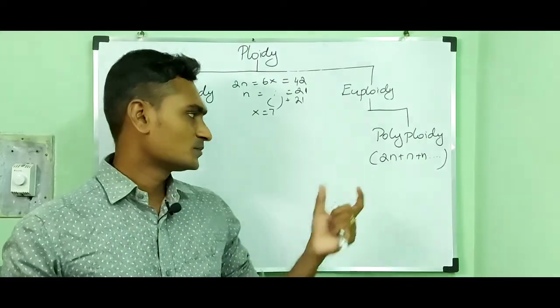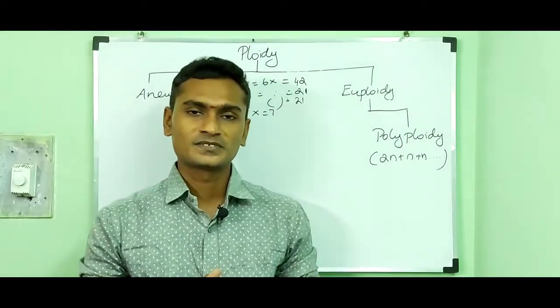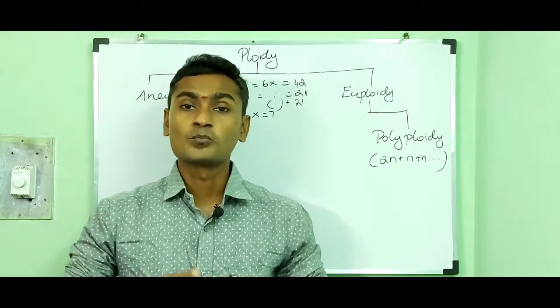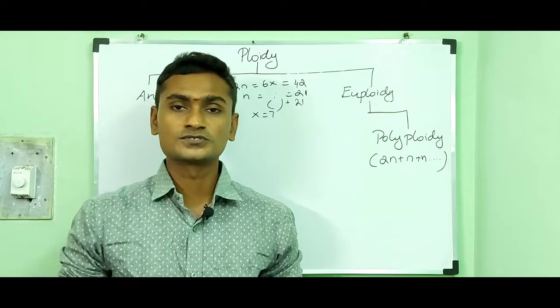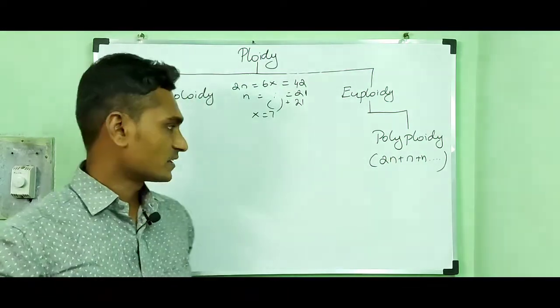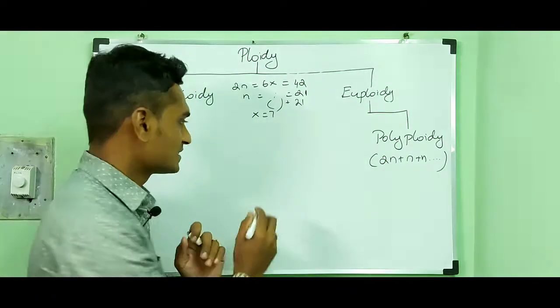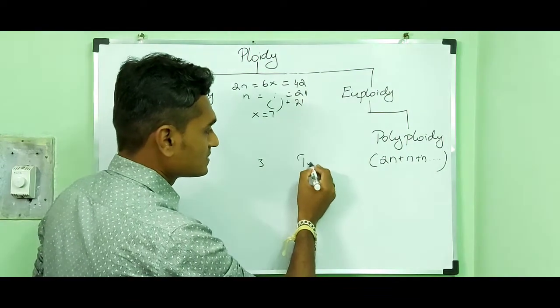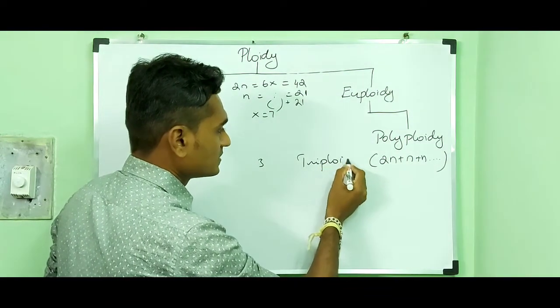Let me teach you the polyploidy condition. Polyploidy is a condition in which an organism possesses more than two sets of basic chromosomes. For example, if an organism possesses three sets of chromosomes, it is called triploidy.